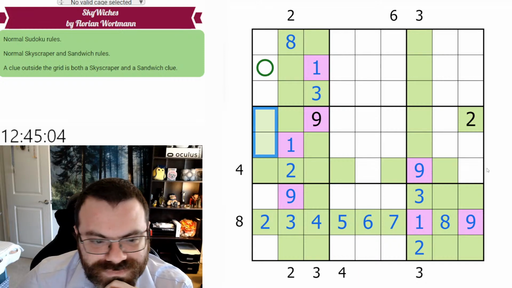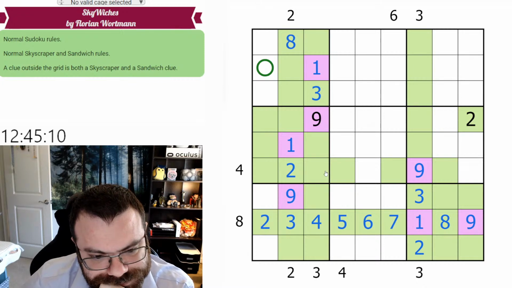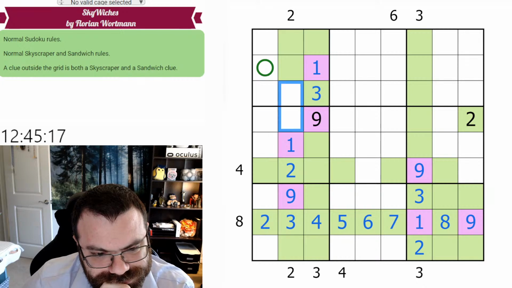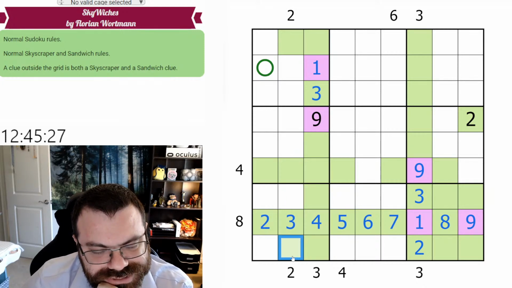This box can't have more 1s or 9s in them. You don't think that logic was right? Yeah, because the 8 could just be on this side.